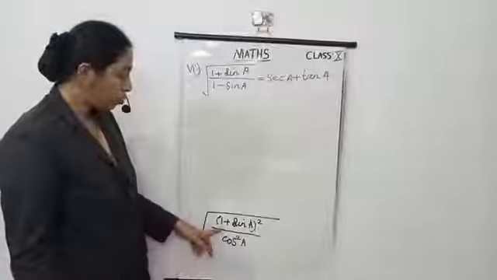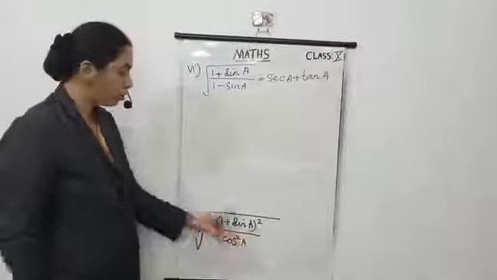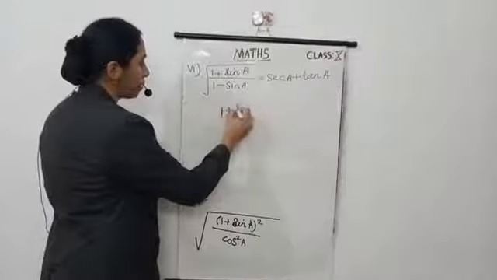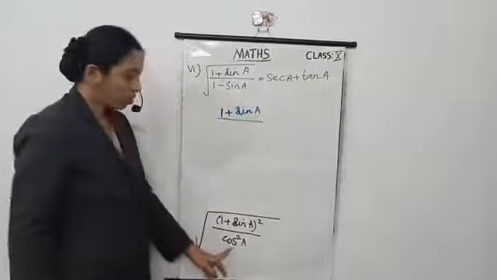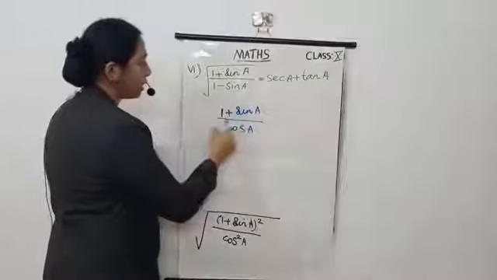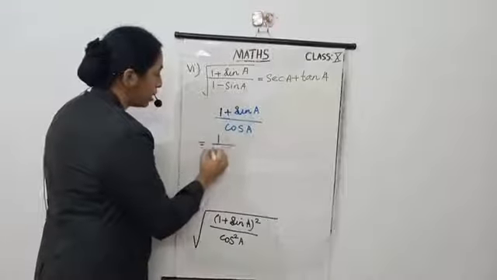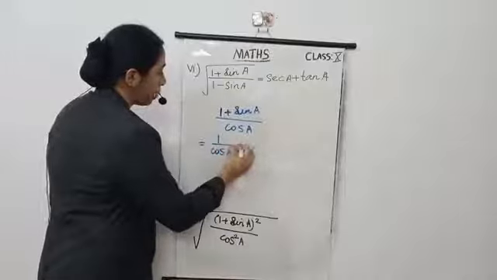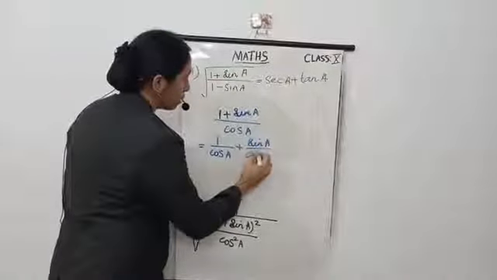Now take the root. Here (1 plus sin A) whole square, its root is 1 plus sin A; cos² A, its root is cos A. Now split this. Here 1 by cos A; we can split it like 1 by cos A plus sin A by cos A.